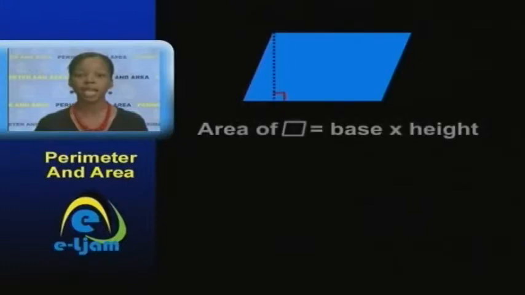Consider a parallelogram. We know that opposite sides are parallel and equal, but that also seems like a rectangle. However, the difference between the two is that in a rectangle, all interior angles are equal, whereas in a parallelogram, only opposite angles are equal. This means that to find the area of the parallelogram, we use its base and its height. The formula for the area of a parallelogram is base times height.